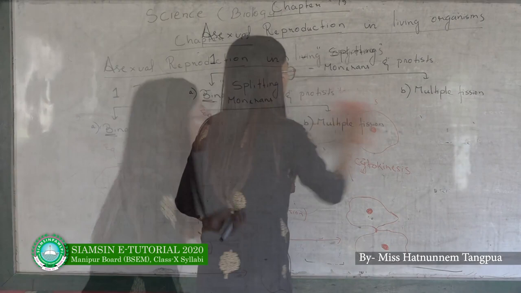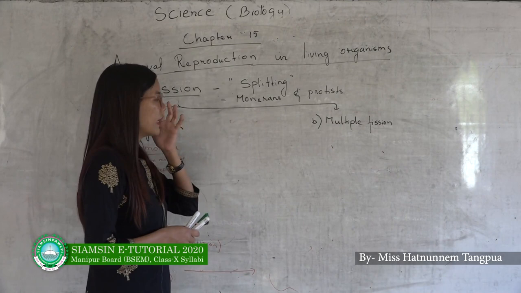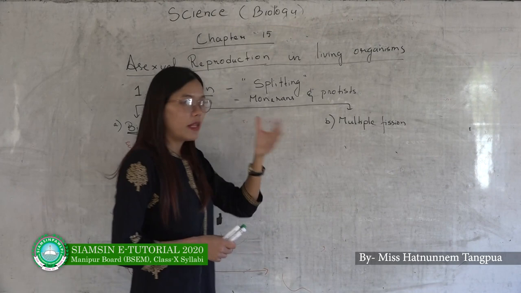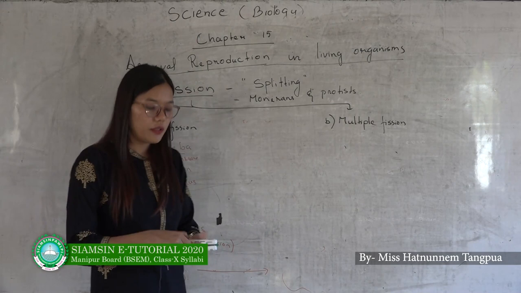In binary fission, the parent cell forms two daughter cells. In multiple fission, one parent cell forms many daughter cells, hence the name multiple fission.